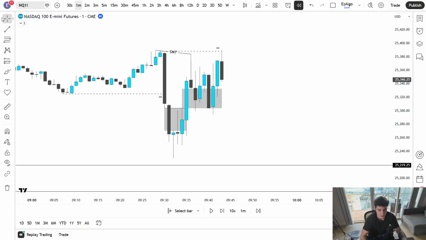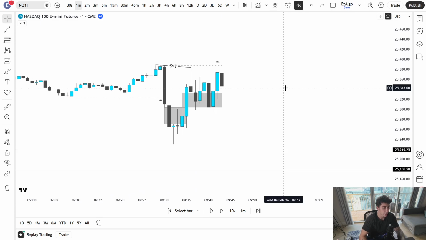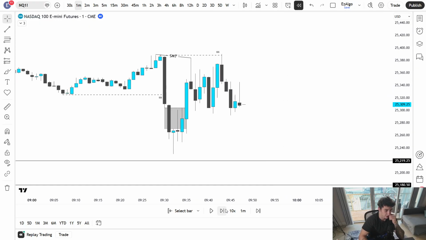But again, liquidity is everything, right? Once you understand where your draw on liquidity is for the day, your entry model doesn't really matter that much, right? So I always say your entry model comes second to your draw on liquidity or your bias for the day. Still waiting for that inverse. Still no inverse, chopping around literally for like 15 minutes, just chopping around.